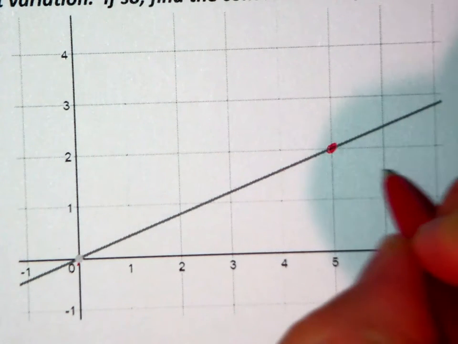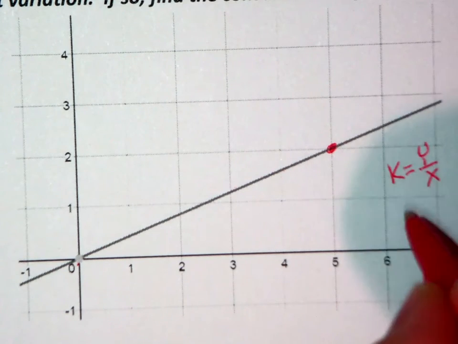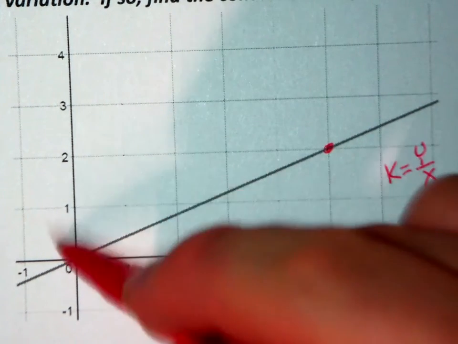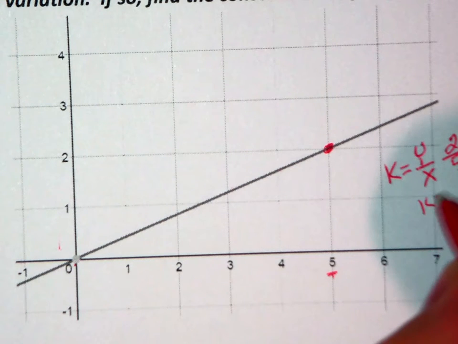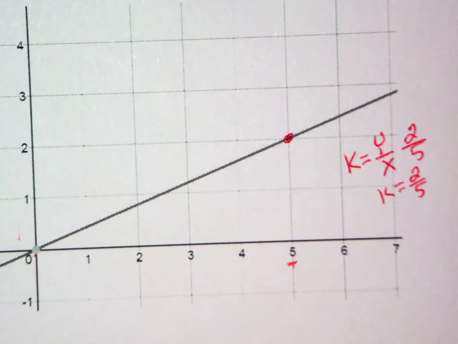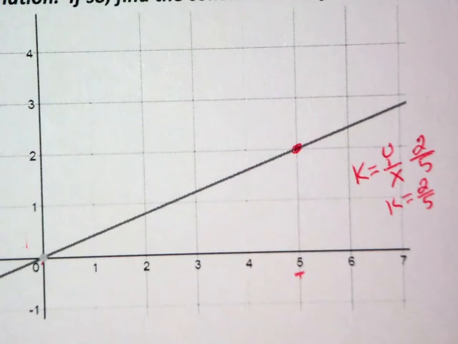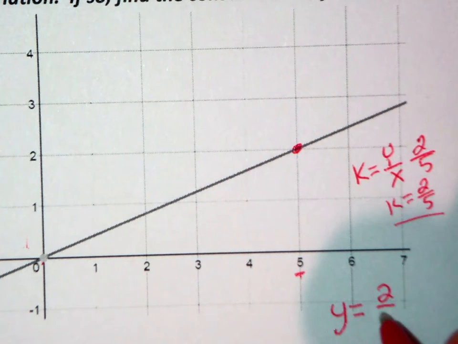So, again, k equals y over x. My y value is up 2. My x value is all the way over here at 5. So my k equals 2/5. And now, since it does show direct variation and we identified our constant of change, we can write an equation. Y equals 2/5 x.